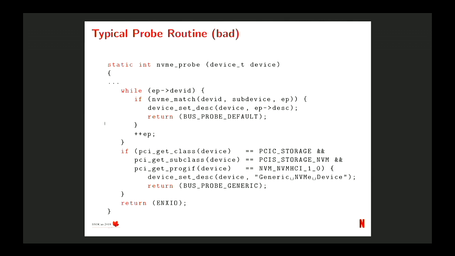Here's an example of a bad routine that's much harder to fit into the thing. This is from the NVMe driver, which is very recent. The first part looks really good. See if it's in my device table. But then it also checks the device class and sees if it is something it recognizes. And that's a little bit more problematic because this is two different ways that the driver can attach. So that's another area that the design had to encompass.